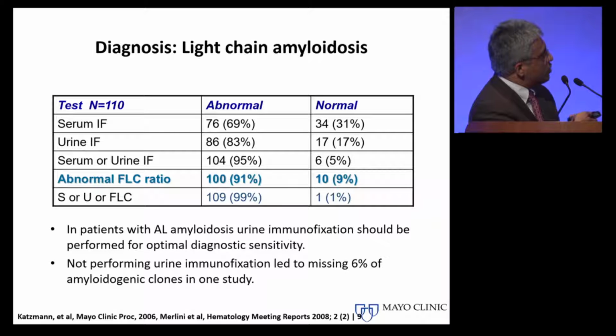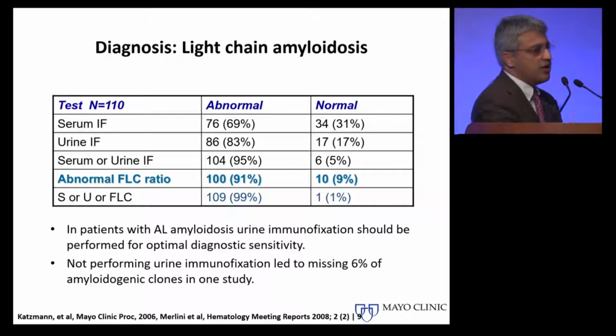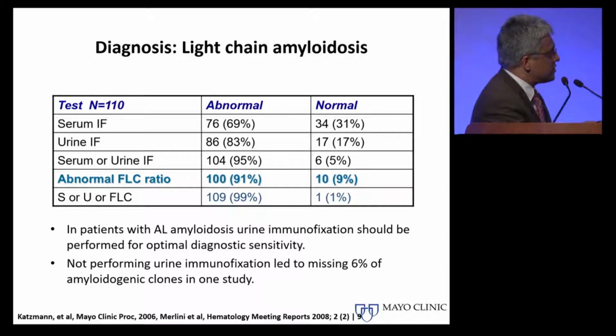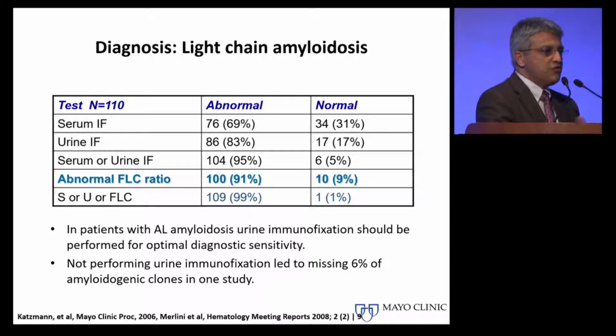And as with all monoclonal gammopathies, you want to do a serum electrophoresis with immunofixation and a urine study. But if you do both of these, still only about 95% of these patients would have an abnormal finding. You're still missing 5% of these patients. If you add the free light chain ratio, that by itself picks up 91%, but if you do all three, in almost all patients with light chain amyloid you will be able to detect a monoclonal protein or a monoclonal process.